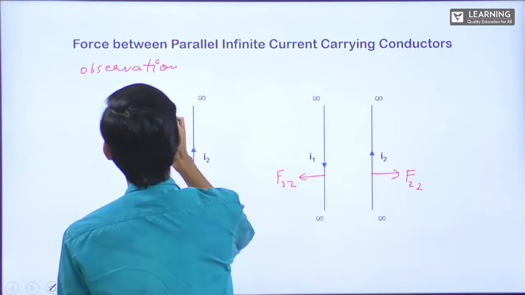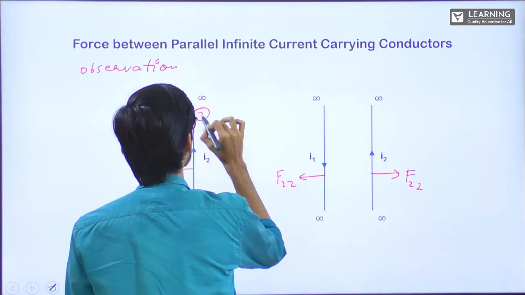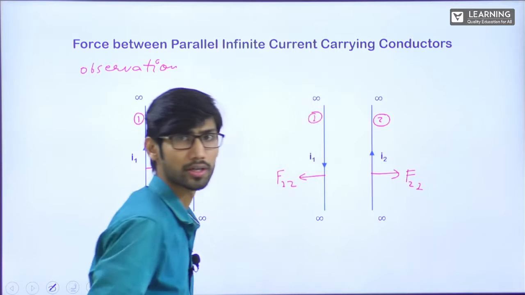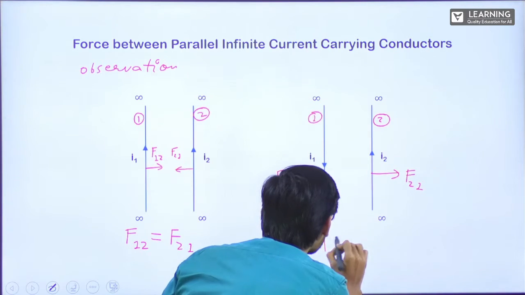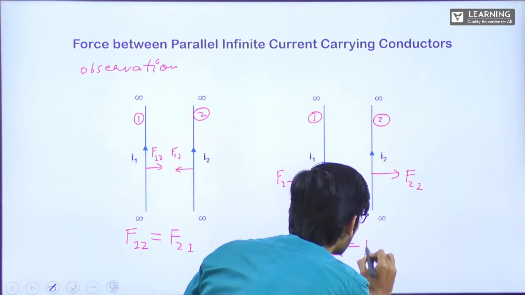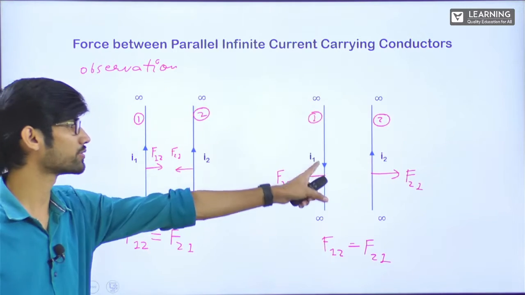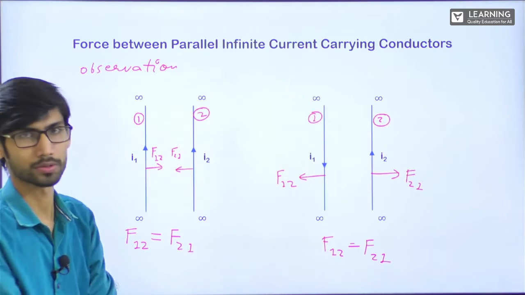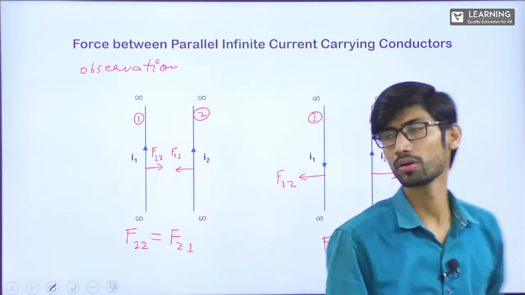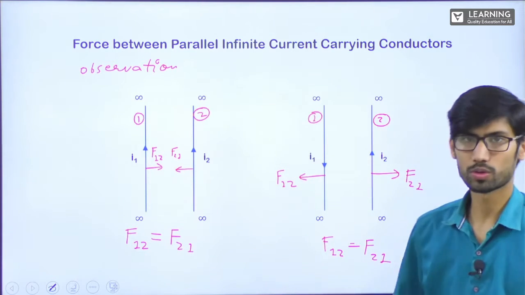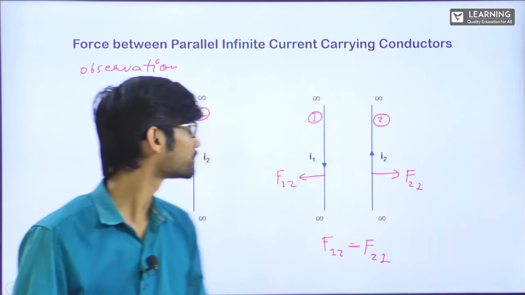Clear? Let's say this is wire 1, this is wire 2. Here also, this is wire 1, this is wire 2. Just the name of the wires. Here again F12 will be equal to F21. This is an attractive force, this is a repulsive force since the direction of current is opposite. Now, note it down. Let's find the value of this force. How much is the value?